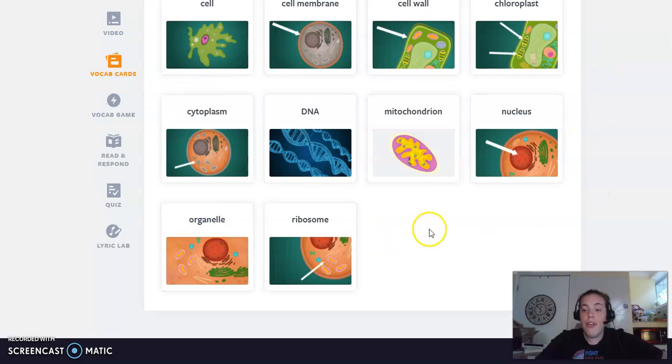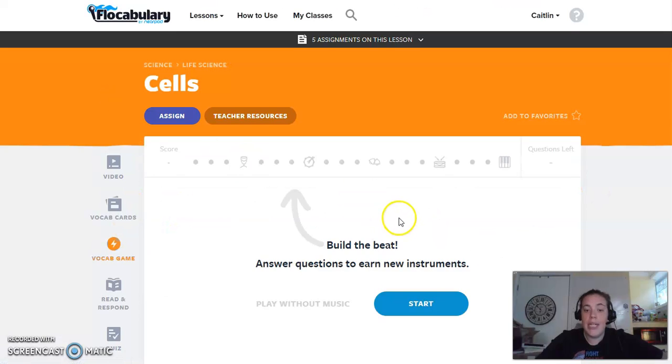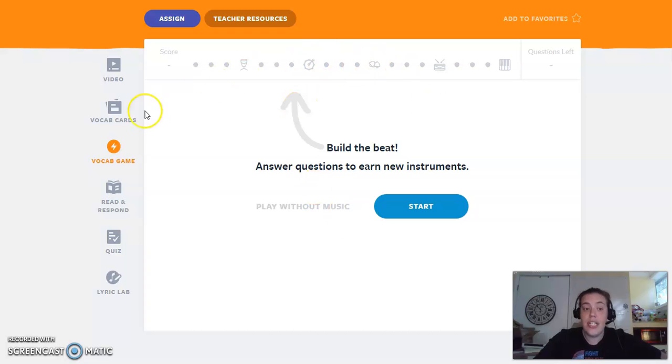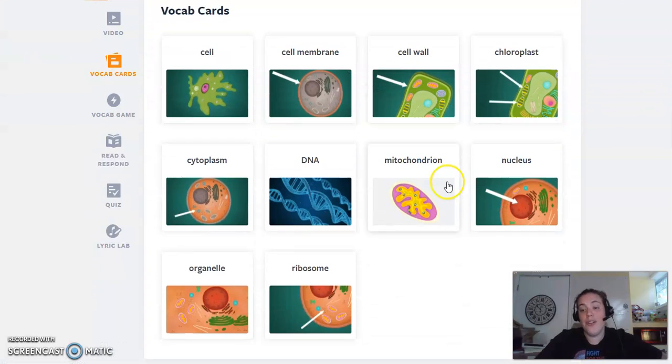So we've learned about a third to half of them, and we were just going to go ahead and play this game to introduce ourselves to the rest of that vocab because we're going to start working on that over the next few days. So stay tuned for cell wall and chloroplast.